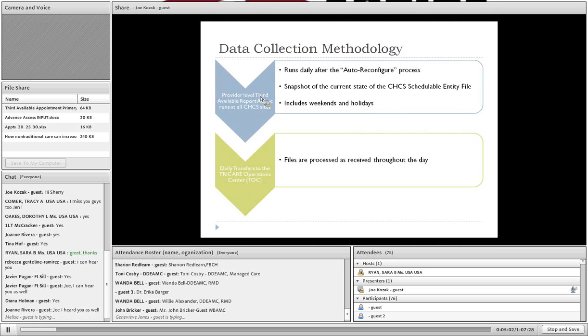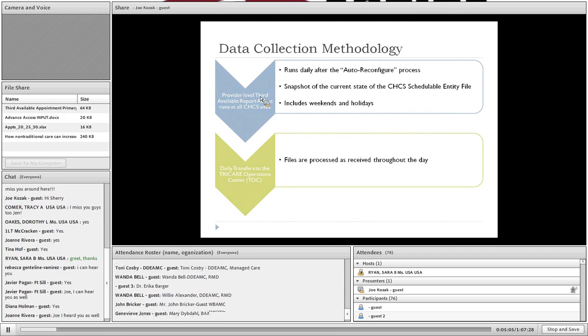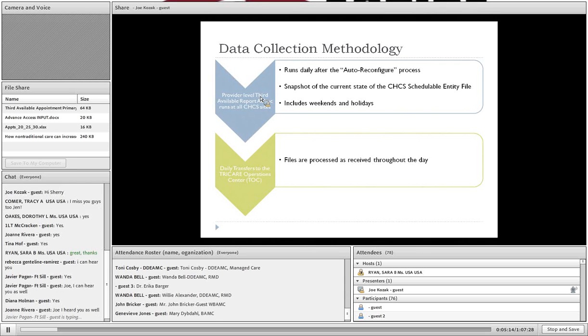Because if we just ran it at 7 o'clock, we'd pick up everything that had been auto-reconfigured, and it wouldn't mean any increased access for the patient. We still had facilities that were running out of appointments by 7:30 in the morning. So we pushed back the run time.